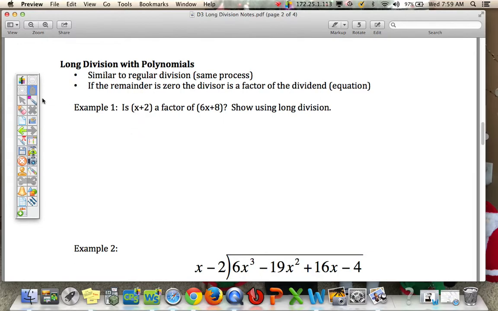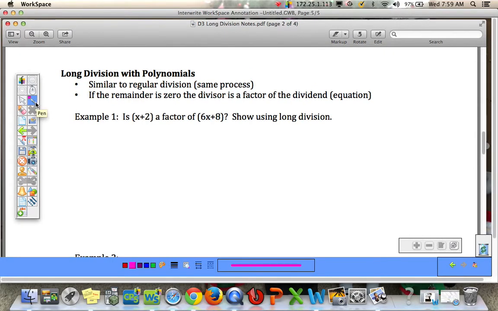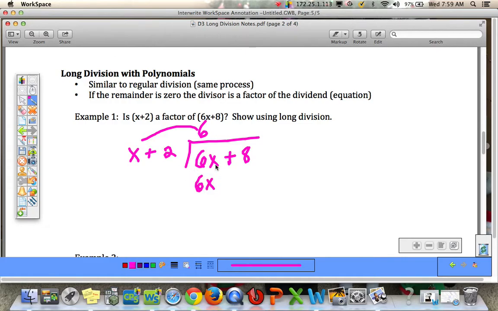So here's an example right here. Is x plus 2 a factor of 6x plus 8? Show using long division. So we have 6x plus 8, and we have x plus 2. How many times does x go into 6x? 6 times. So like before we multiply, 6 times x is 6x, 6 times 2 is 12, and then we subtract or do the opposite.